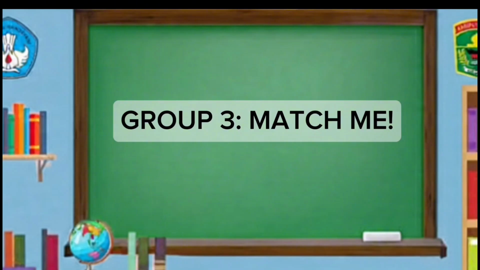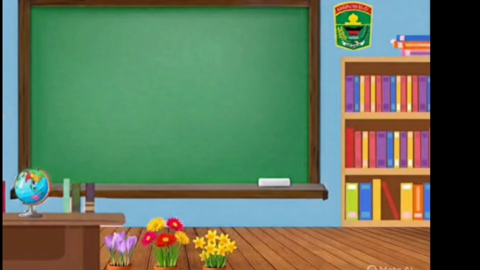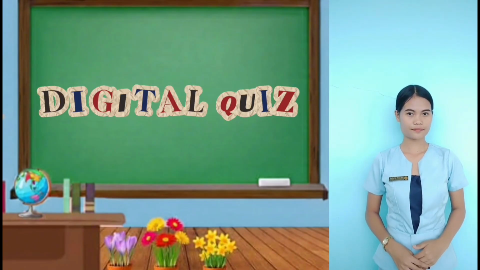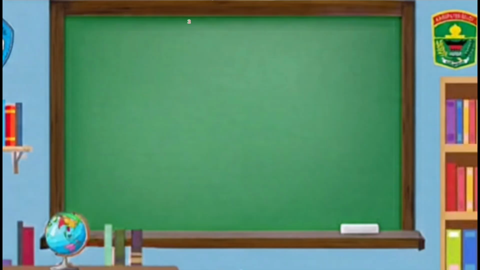The story is: Lisa bought 7 apples and 4 oranges. She gave 3 apples to her friend and kept 2 for herself. Then she placed all 10 fruits on the table. Now, let's proceed to our digital quiz. Are you excited? Alright, very good.